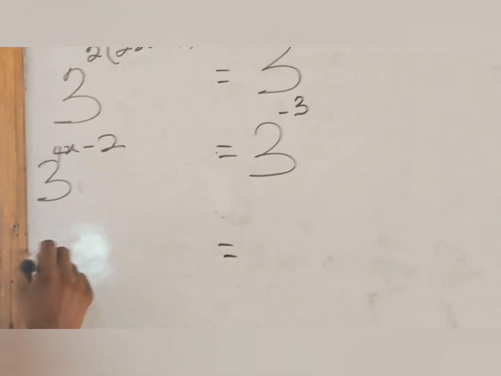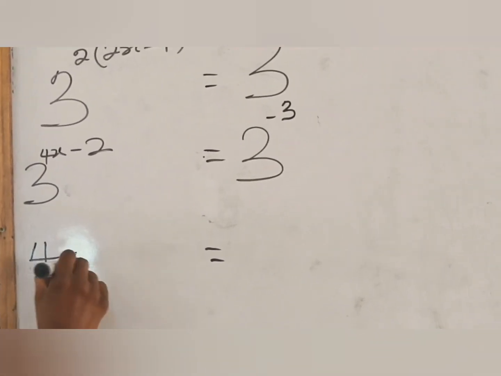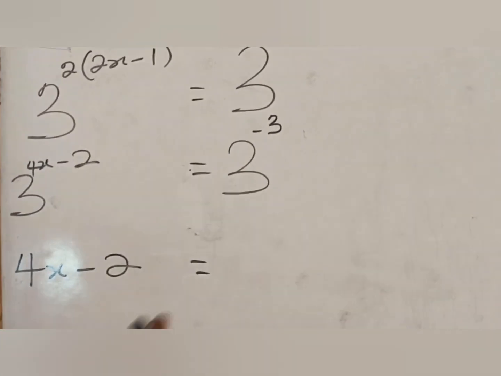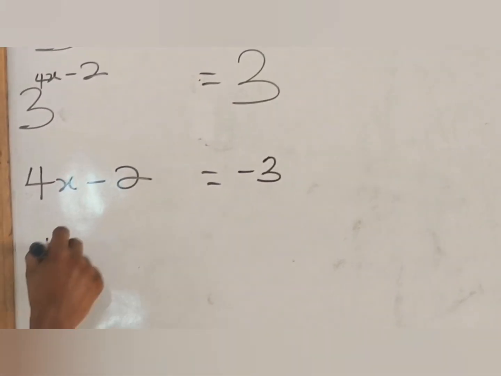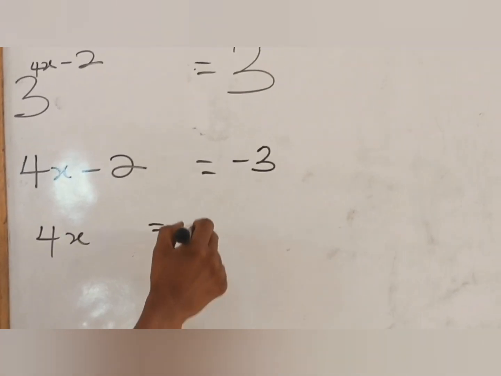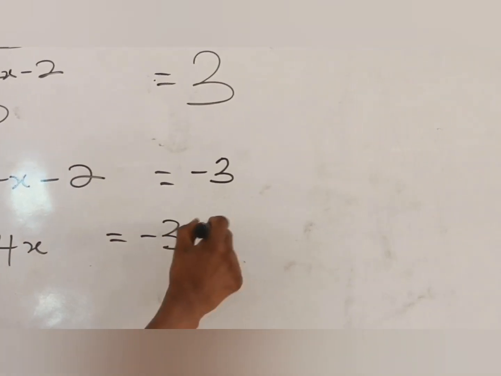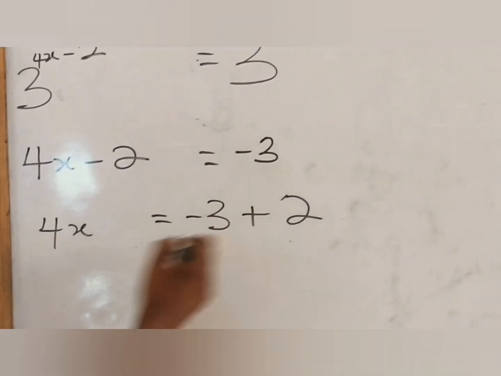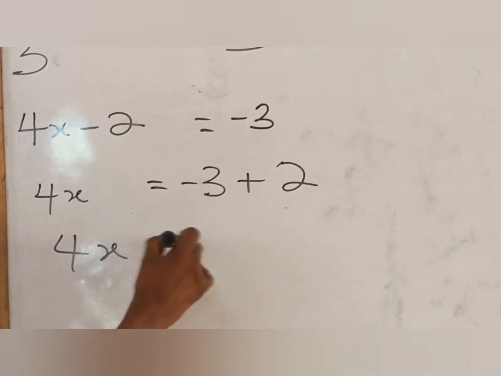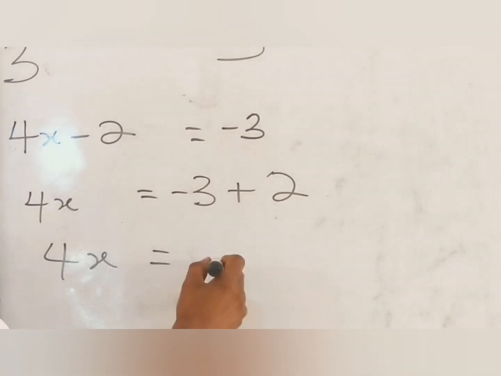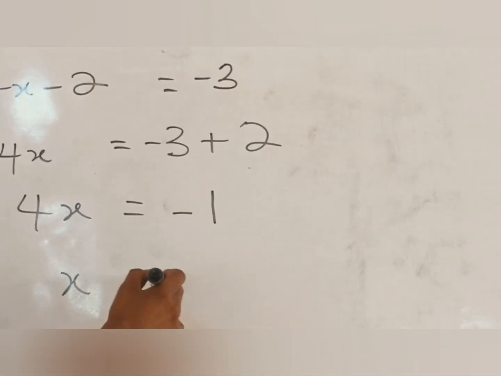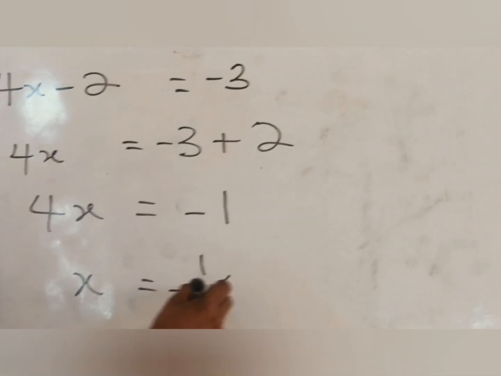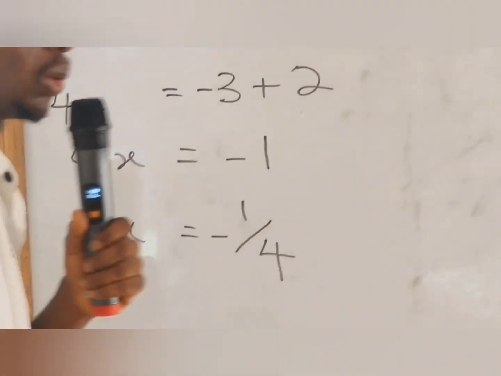So what are our powers? The left hand side is what? 4x minus 1, 2. It's equal to what? Negative 3. How do we simplify this for x? 4x is equal to negative 3 plus 2. 4x is equal to what? Negative 1. X is equal to what? Negative 1 over 4.